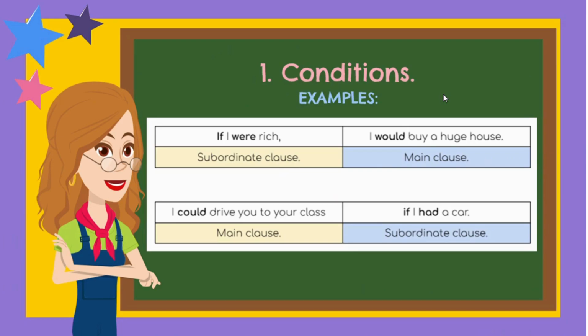As you can see, first we have the subordinate clause that, as I said, starts with if. And a subordinate clause wouldn't make sense if it didn't have the main clause. So as you can see too, the main clause has its modal verb, would in this case. And the second sentence is: I could drive you to your class if I had a car. It's the same, it just changed the order. In this case, the main clause is first, and second is the subordinate clause. And the main clause has its modal verb could, and the subordinate clause starts with if.